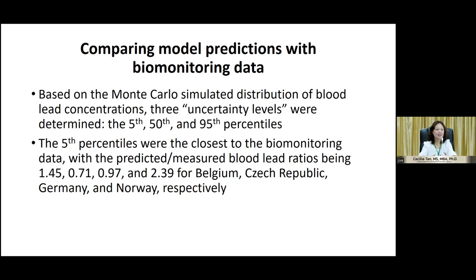What they found is the fifth percentile, the lower end of their predictions, was the closest to the data. You can see the ratio is very close to one for these four countries. That tells you that maybe with the Monte Carlo simulation, they have put in a lot of conservative assumptions, and in reality maybe the exposure is not that high. That is why the predicted distribution, the fifth percentile, fits best with the real data.